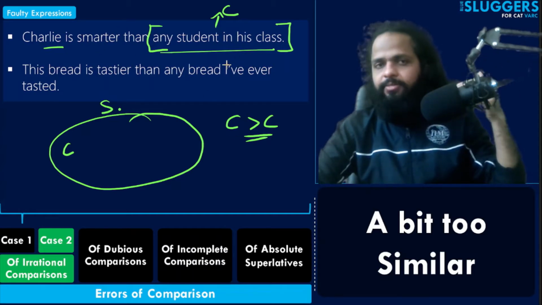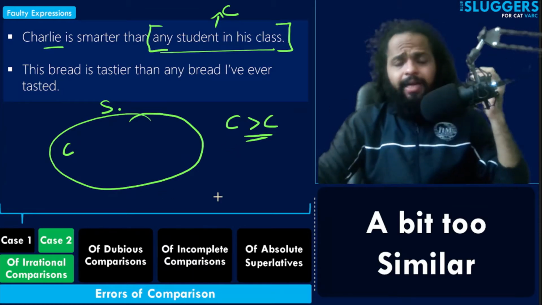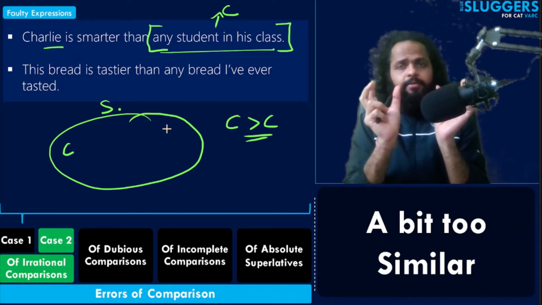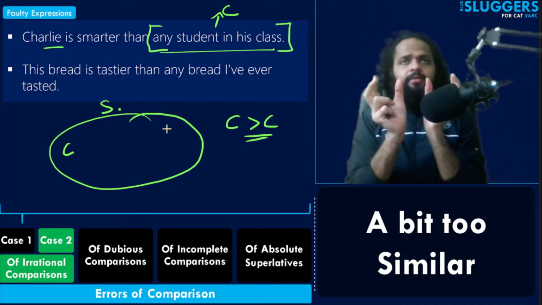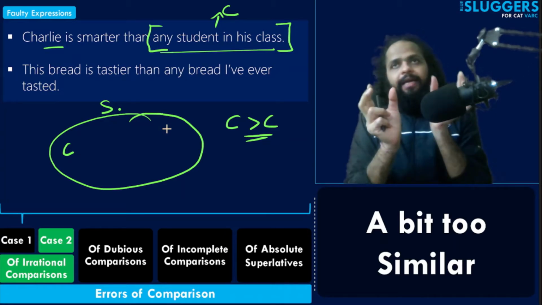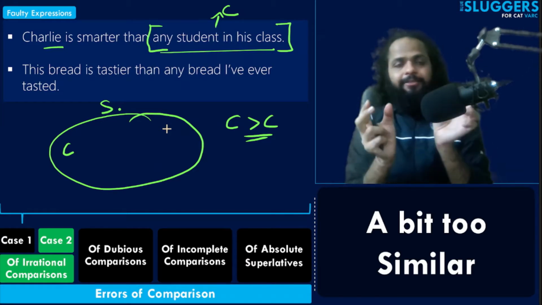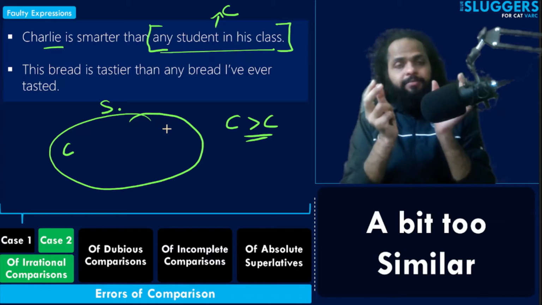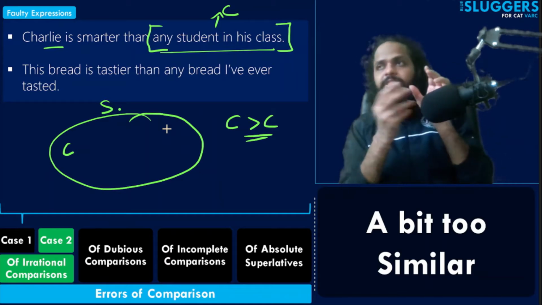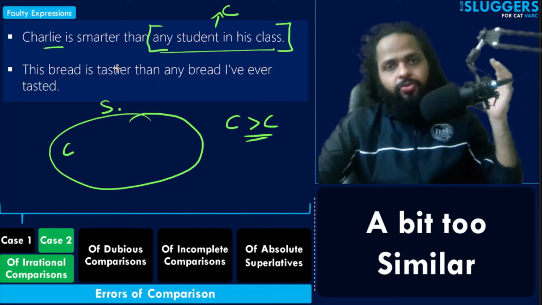Charlie is also smarter than Charlie himself, because he himself also happens to be one of the students in the class. So that's the case when the two items being compared here are identical. You cannot say that one identical item is in any way larger, smaller, smarter, or less smart than the same identical item, right? You cannot say that Charlie is smarter than Charlie himself. Of course, that doesn't make sense. That's paradoxical, right?